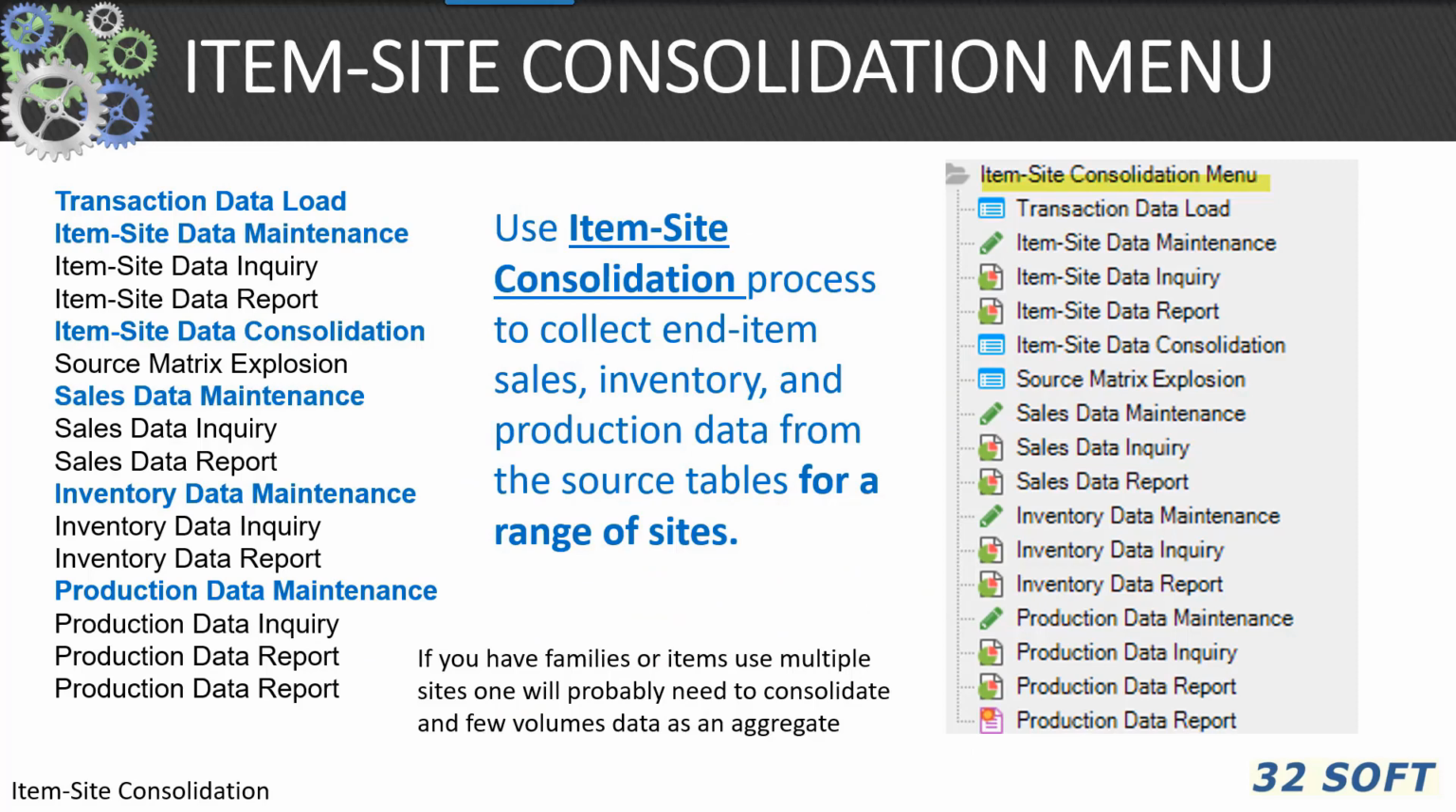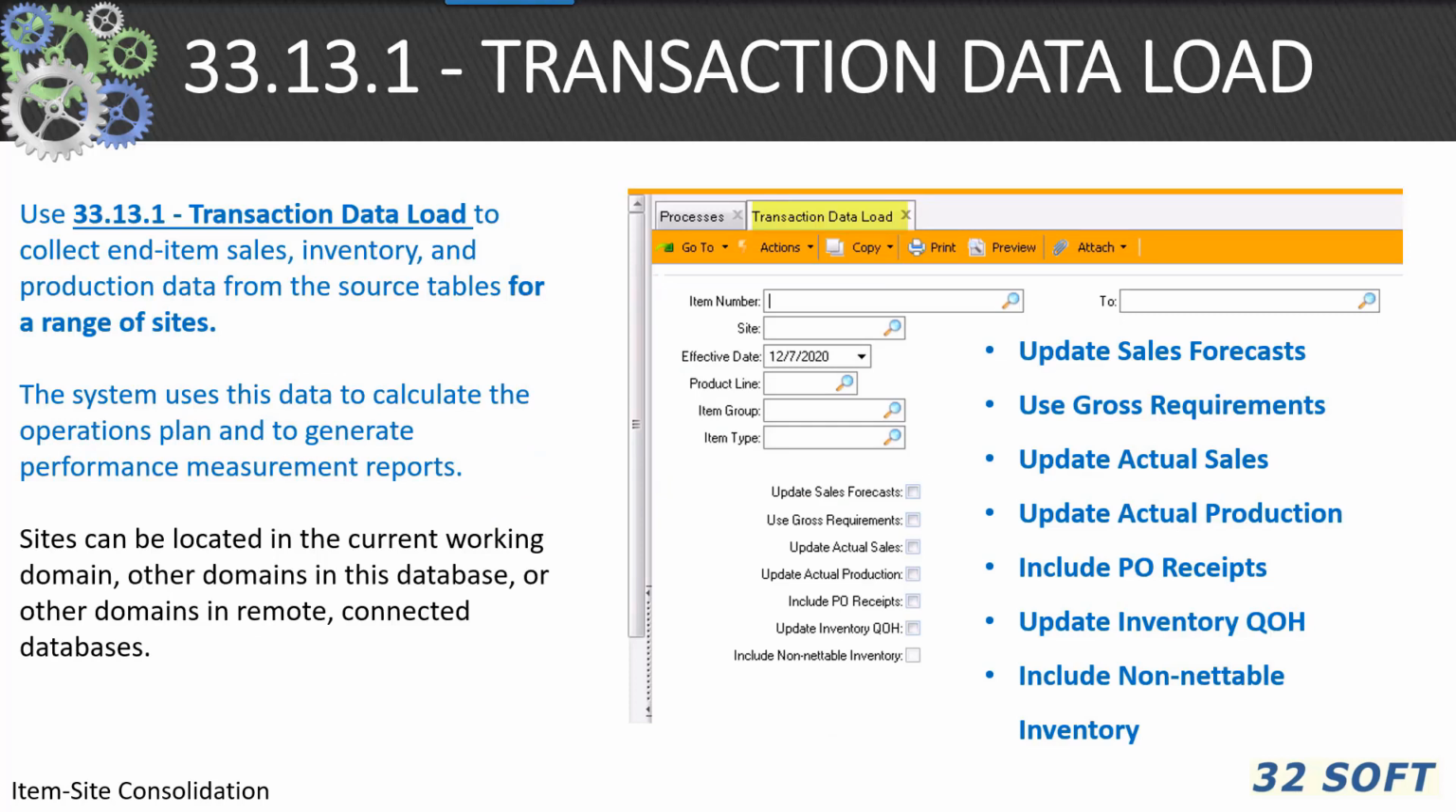And then if you have families or items that are used in multiple sites, you'd probably want to be able to consolidate these and look at volumes as an aggregate. You use the item site consolidation process to do this, to collect that end item sales, inventory, and production from a range of sites in your data. The 33.13.1 transaction data load is the process that you use to collect end item sales, inventory, and production data for a range of sites.